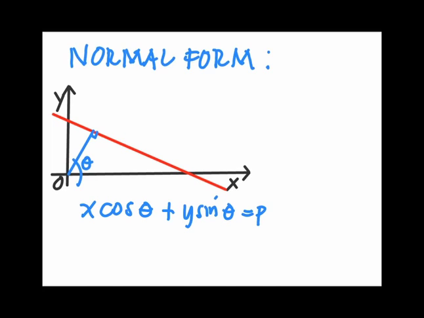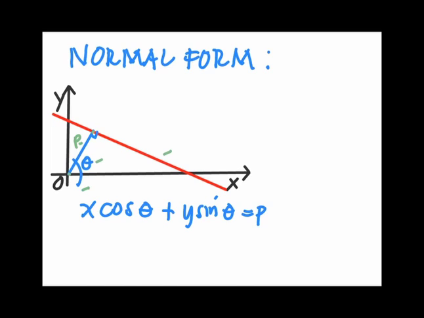Here, p is the perpendicular distance of the line from the point of origin to this line. And once again, the angle theta here is the angle formed by the x-axis and this line segment with length p. Thus, this normal form of the equation of the line is useful in determining the perpendicular distance of the line from the point of origin.